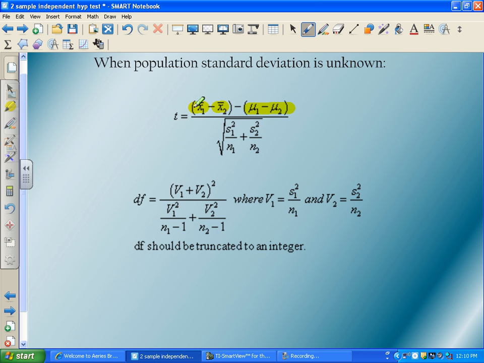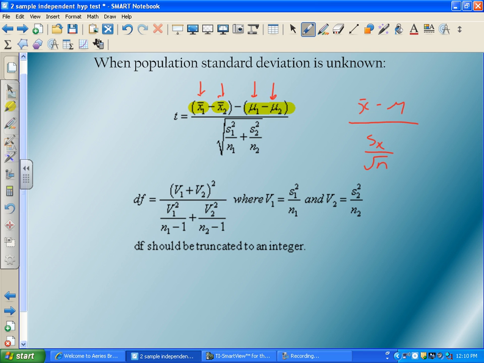Before, our t was x bar minus mu over s of x over the square root of n. That was our old t-statistic for one sample. This is our t-statistic for two samples. We're talking about, like I said, two independent samples, comparing it to a hypothesized difference.